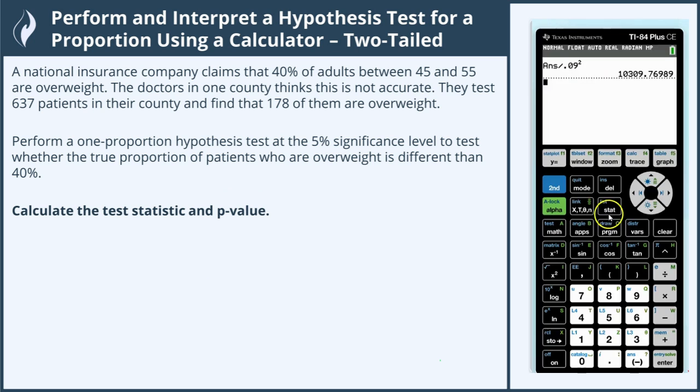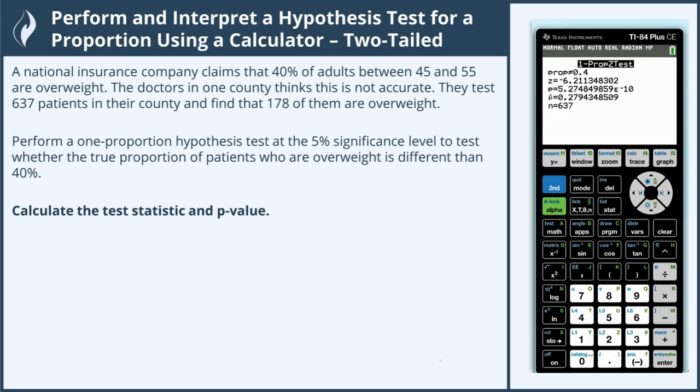Now calculating this, we're going to go to stat, over to test, down to 1-PropZTest. We'll put in 0.4. 178 is our x. Our n is 637. Not equal to, because we're testing that it's different, and calculate.